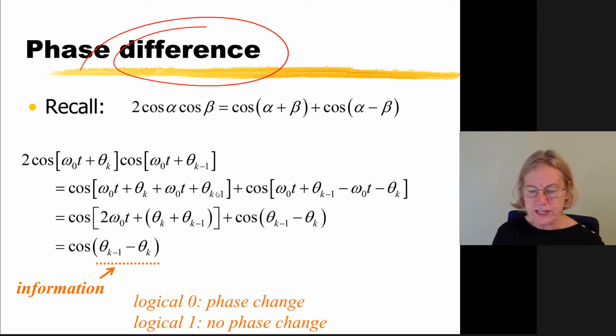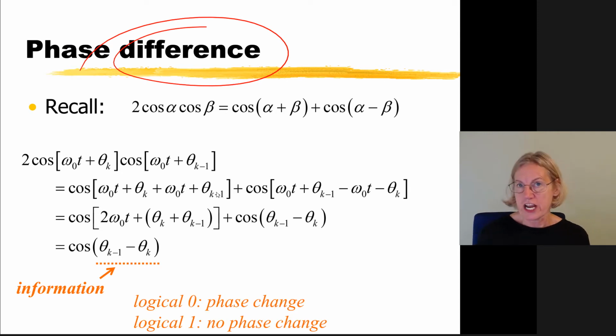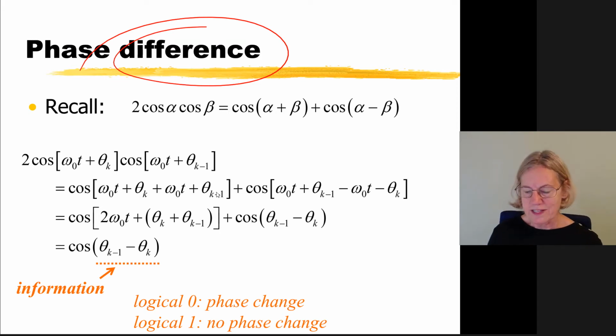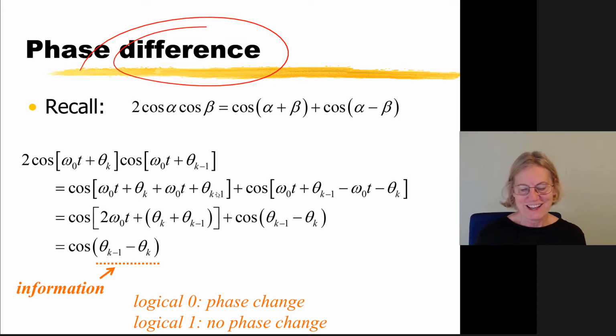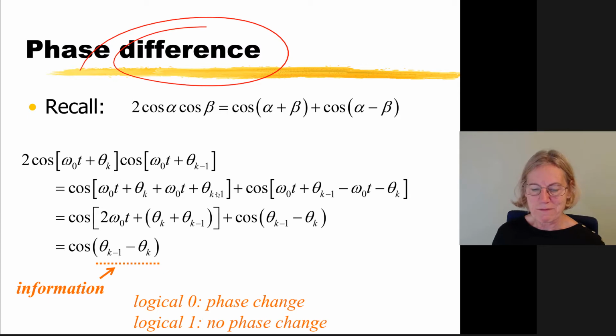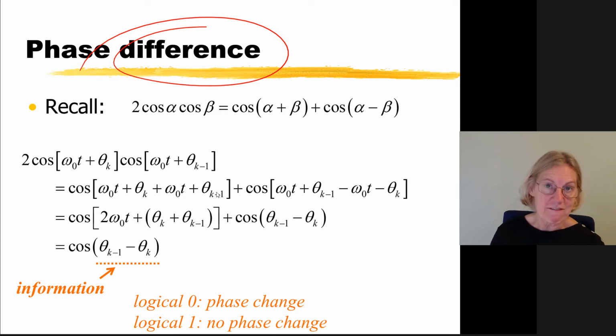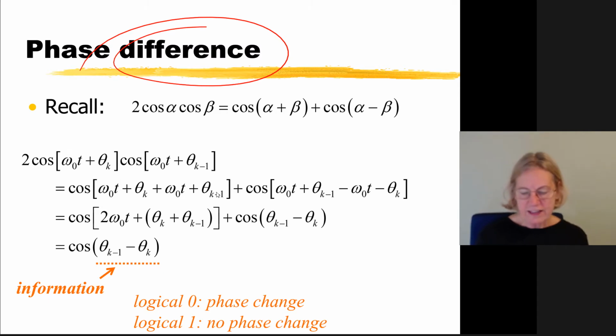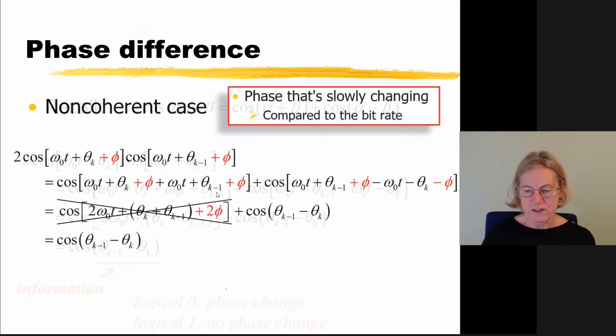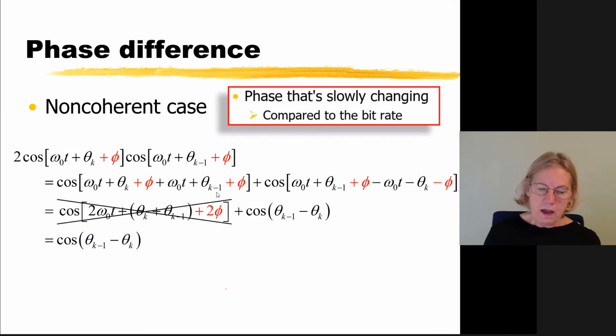So logical 0, for instance, could be no phase change, and logical 1 could be a phase change. Depending on whether I'm doing BPSK or QPSK, that would determine how big a phase change I would put. This is binary, so it would be a pi phase shift or no phase change, but you could apply it to others as well.